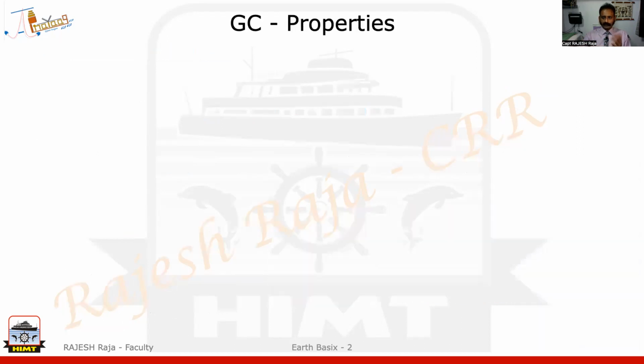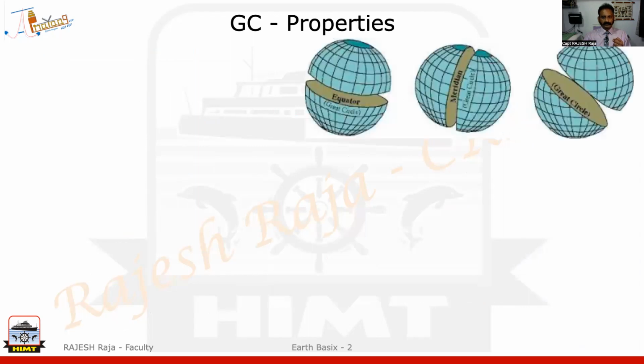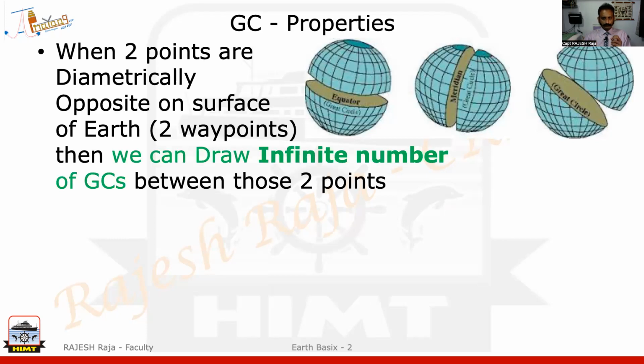So what are the properties of a great circle? This is one more picture showing you different great circles. You can see no matter which direction you cut that orange, as long as the knife passes through the center, please remember that the circle drawn on the surface of that particular earth or the orange or whatever you want to call it is called a great circle. You can see three examples of great circles. So let us look at some properties. There are some properties which we need to know.